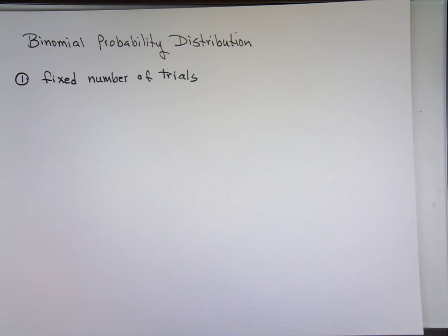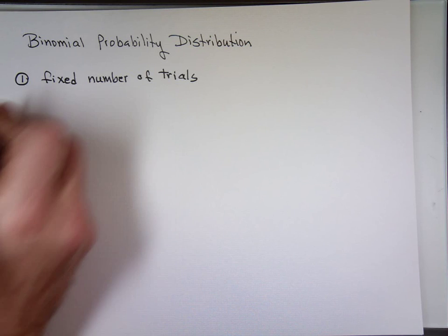But when you take a quiz, usually the quiz has 20 questions on it. Everyone gets the same quiz, 20 questions. That's a fixed number. Or we're going to repeat this experiment 13 times. That's a fixed number. So that's the first condition. You must have a fixed number of trials.